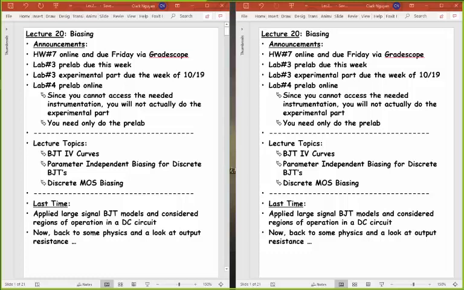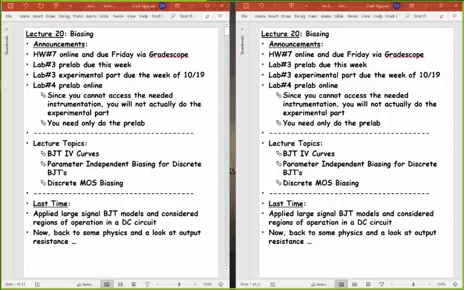That'll also be due next week as well, but since you cannot access the needed instrumentation, you actually won't do the experimental part. So you need only do the pre-lab part of that lab. And so I guess, let me fix what I said. That then doesn't need to be due next week. It could be due the week after, actually, since you're not doing the lab anyway for that.